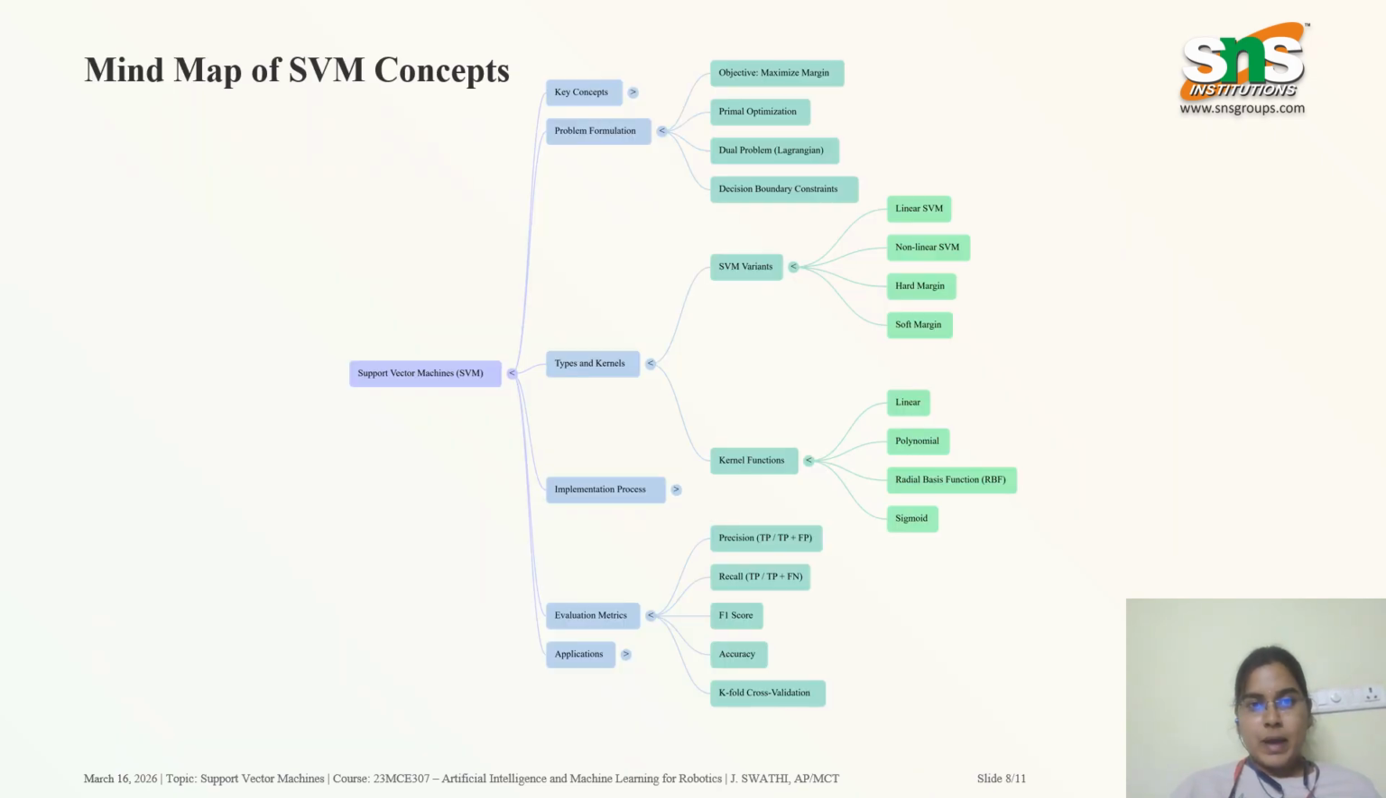This is the mind map of the concepts. We have the main objective of maximum margin. We are looking at optimization, dual problems, and decision boundaries. We have two types of SVM, linear and nonlinear, and two types of margin, hard and soft. Coming to the kernel functions, it uses linear, polynomial, radial basis, and sigmoid. For evaluation metrics, we look at precision, recall, F1 score, accuracy, and k-fold cross-validation.